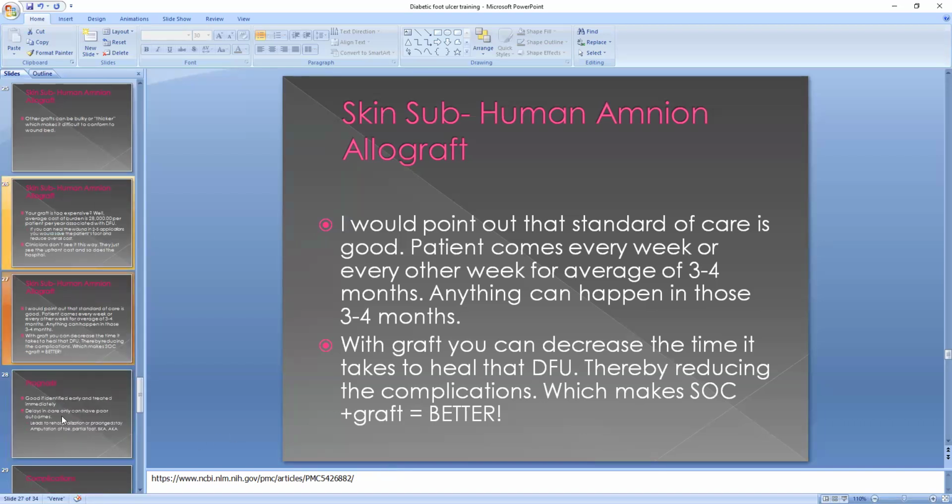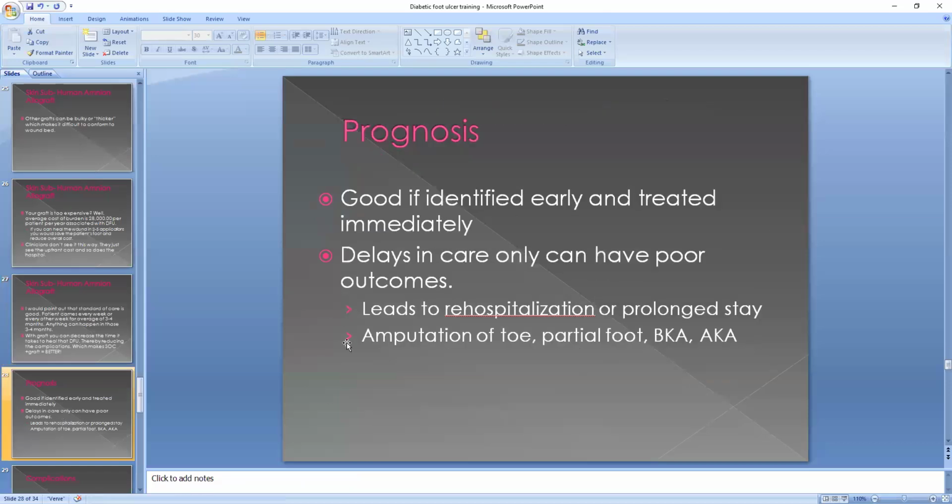And so overall, the prognosis with a diabetic foot ulcer is good if you identify it early and treat it immediately. The delays in care can only have poor outcomes, okay? It leads to hospitalization or a prolonged stay in the hospital and the subsequent amputation.